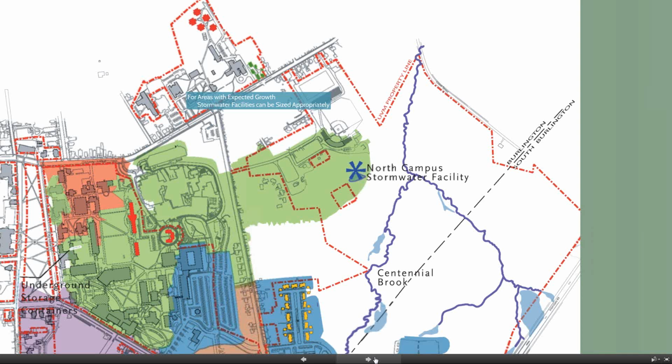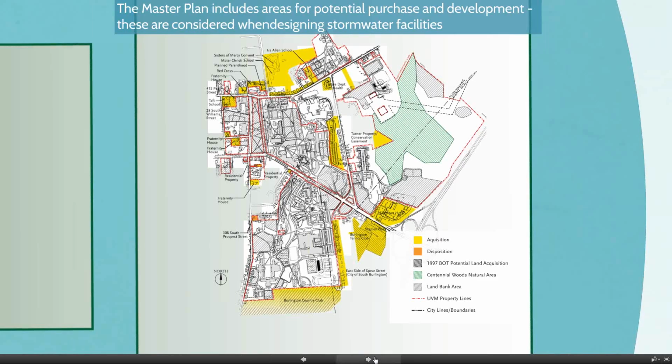So in UVM's master plan, they've also included areas of potential purchase and development, and those areas are considered when designing and also improving, upgrading stormwater facilities at the campus.